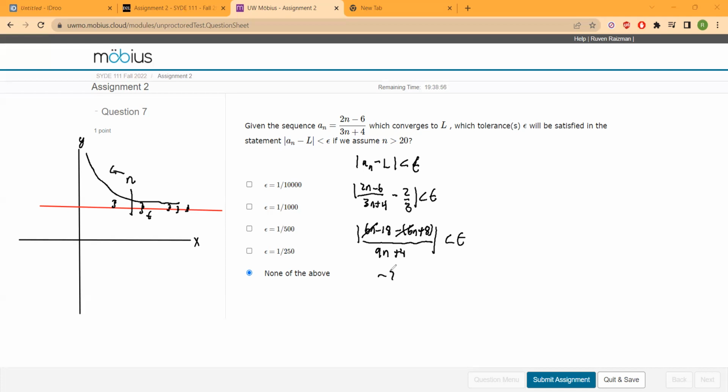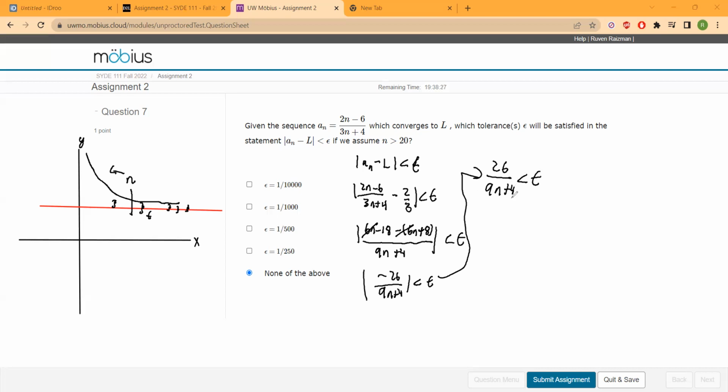So we're going to get negative 26 over 9n plus 4. The absolute value of that is going to be smaller than epsilon. Now we know that 9n plus 4 is always positive because n is always greater than 1. So if we want to remove the absolute value signs, the 26 is just going to become positive. So we're going to get 26 over 9n plus 4 is smaller than epsilon.